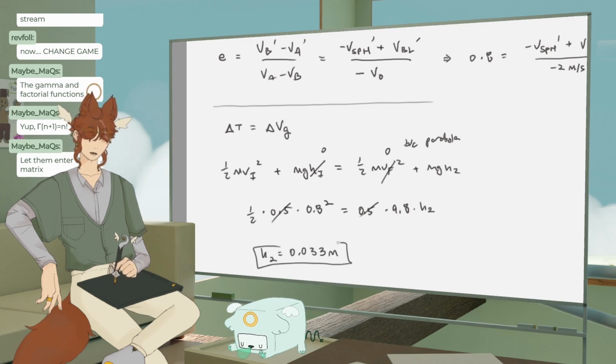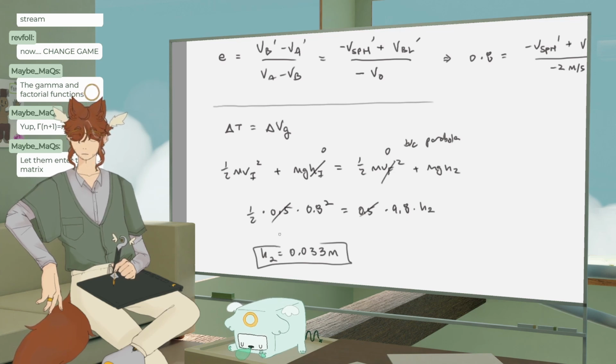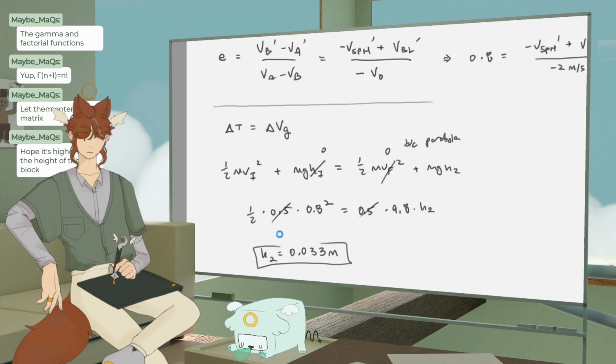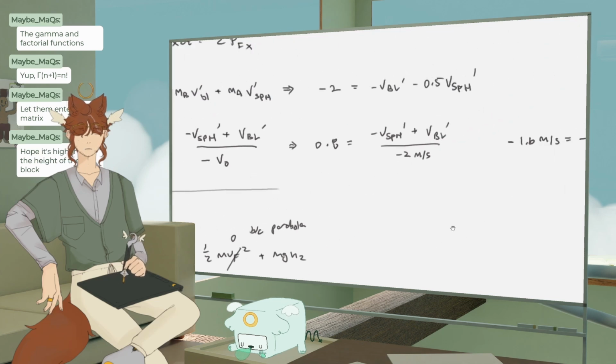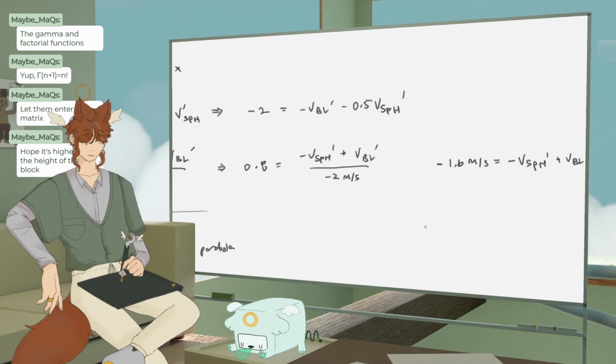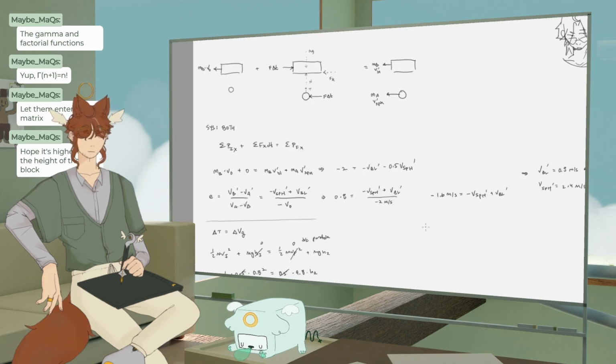0.032033 meters. Okay, that's not right. Wait, that's so not right. 0.2. What the heck? Chat, we're losing. Okay, that's fine. Let's just pretend that we got that right though. Let's see if I can get the other part right. Let's hope it's higher than the height of the block. That's a great check. I don't think it's higher than the height of the block. Wait, did I multiply this wrong? Maybe I goofed something. Let's see, 0.8 times 2 is 1.6, yeah.